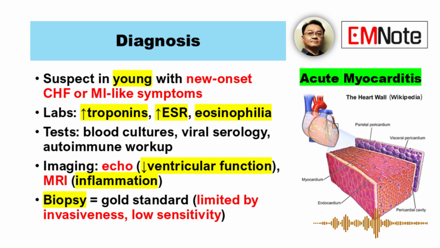Imaging is crucial. Echocardiography is especially useful for detecting ventricular dysfunction and associated findings like pericardial effusion. Cardiac MRI offers additional value by identifying inflammation and fibrosis. The gold standard remains endomyocardial biopsy, but due to its invasiveness and low sensitivity, it's not routinely performed.